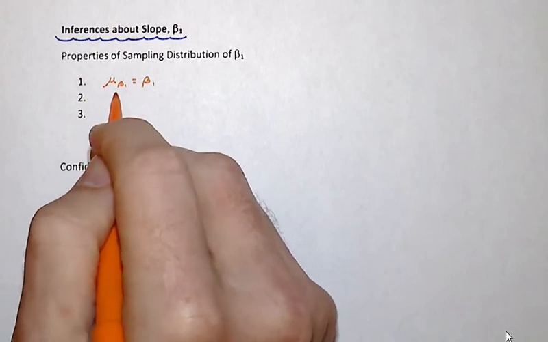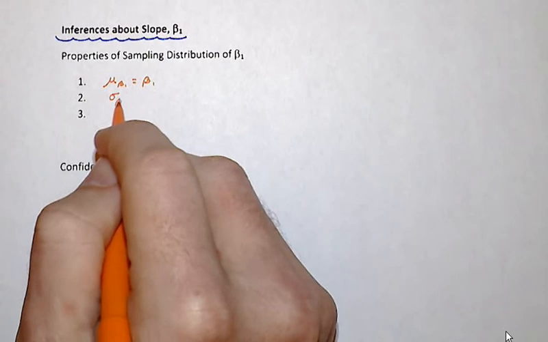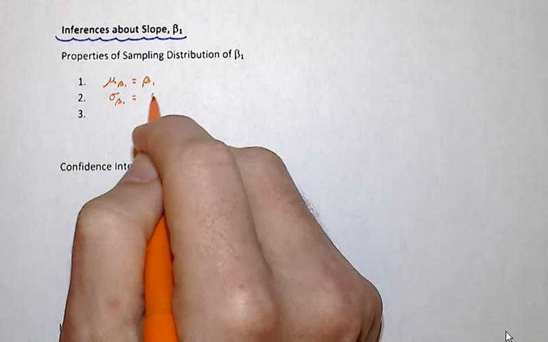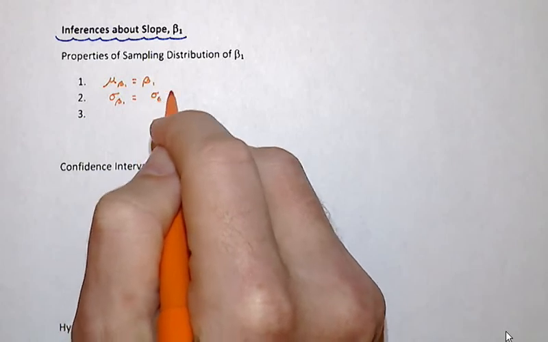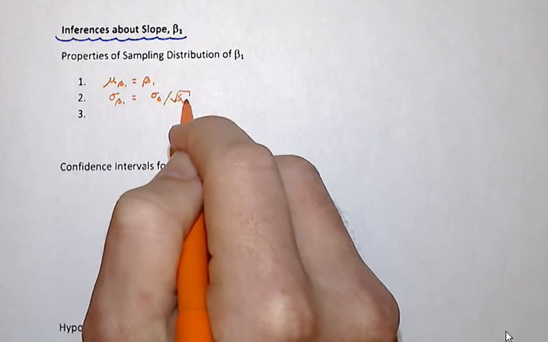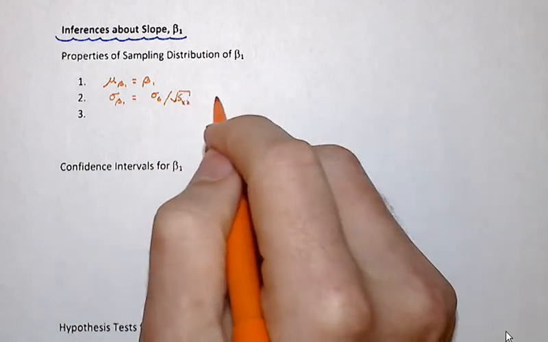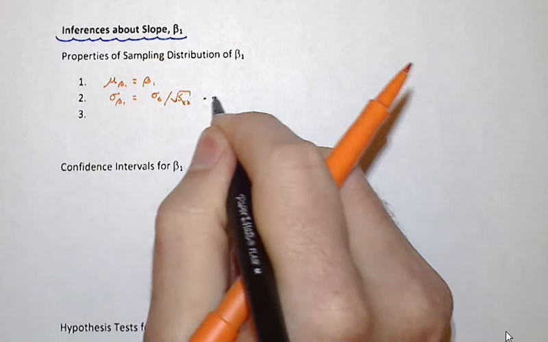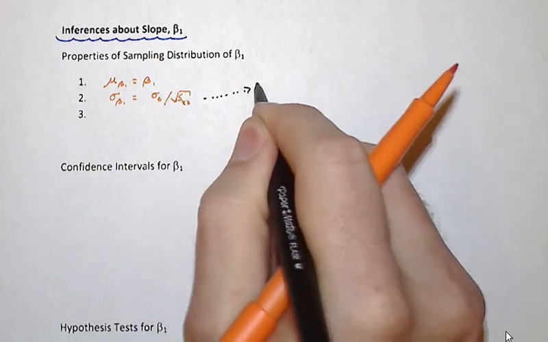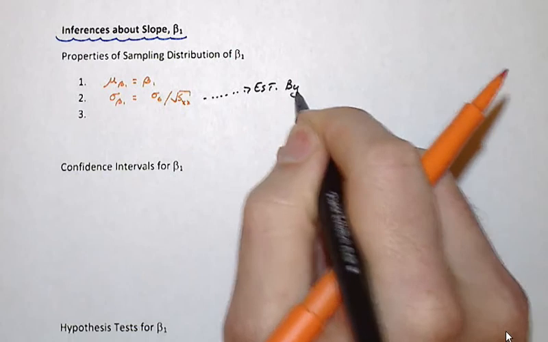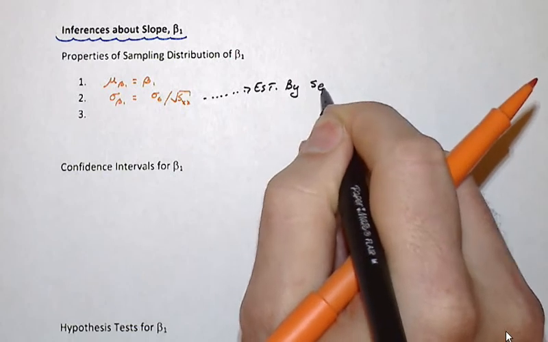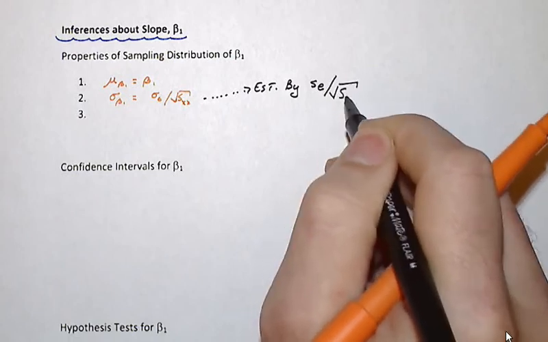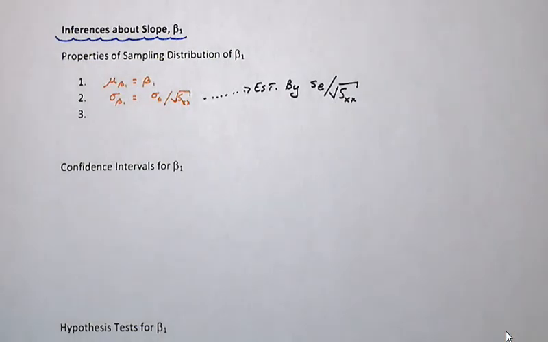And then the standard deviation of beta 1 hat is going to be equal to the standard deviation of the error divided by the square root of capital S sub xx, right? What's going to happen there is that we don't know that value, and so we'll estimate it by substituting in S sub e, the standard deviation of the error, divided by the square root of capital S sub xx.